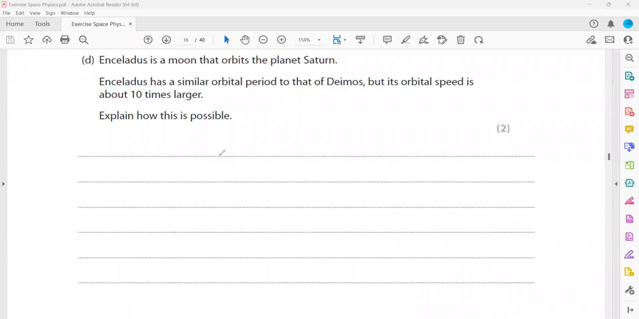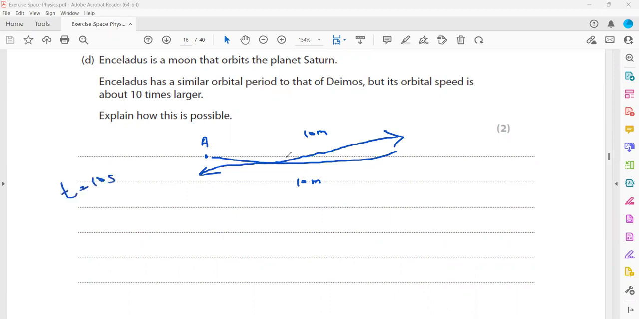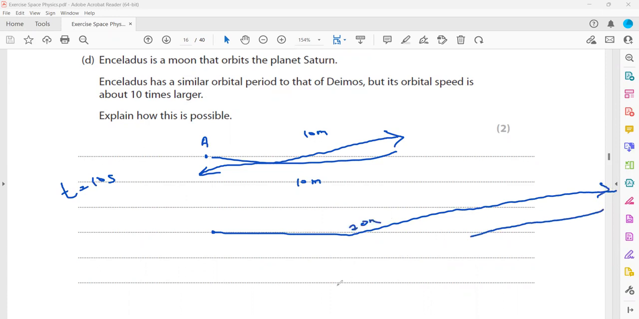Like if I say there is a race for two athletes. Athlete A moves, for example, 10 meters and then returns back 10 meters, and athlete A took 10 seconds to do this. And athlete B covered 20 meters and then returned back 20 meters, but in the same time. So which one should move faster? Obviously athlete B should run at a higher speed as compared to athlete A to return back in the same time while covering a greater distance.